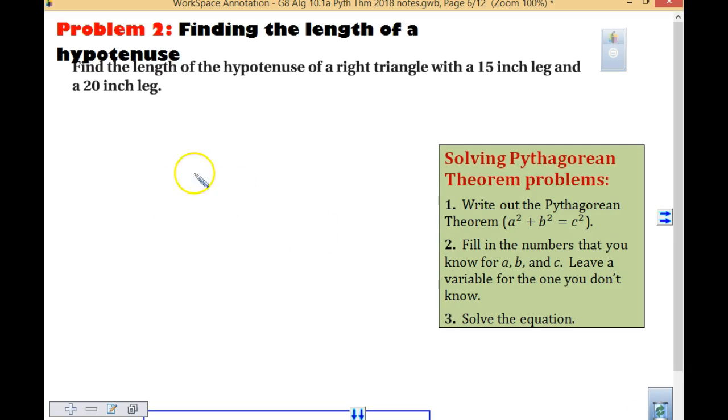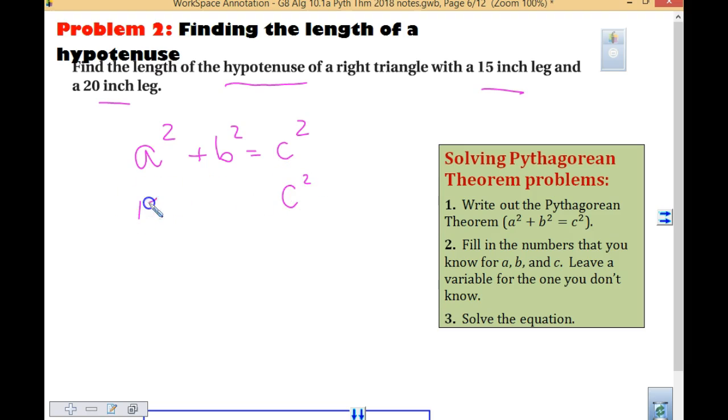So it says we want to find the length of the hypotenuse of a right triangle with 15-inch and 20-inch legs. First thing I'm going to have you do in your assignments each time is write down the formula. So first step, write a squared plus b squared equals c squared. Now we're going to fill in the numbers. Well, they told us that these were the legs. The legs are always the two smaller sides, and the hypotenuse is what we're solving for.